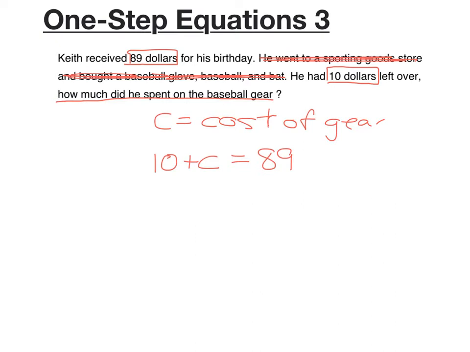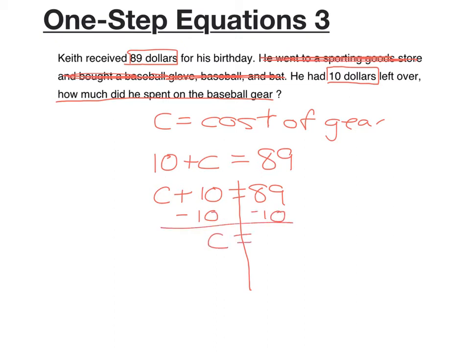Now, to solve this equation, I can rearrange these two terms. I can write it as C plus 10 equals 89. And now I can use my inverse operation to solve for C. Since this says plus 10, I'm going to subtract 10 from both sides. And I get C equals 79. So we know that he spent $79 on the gear.